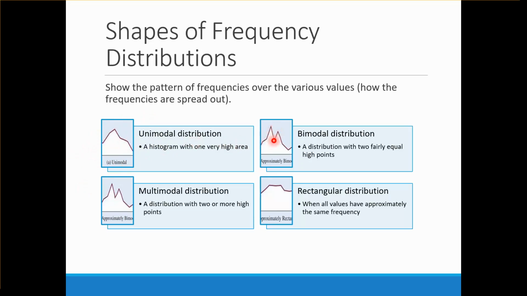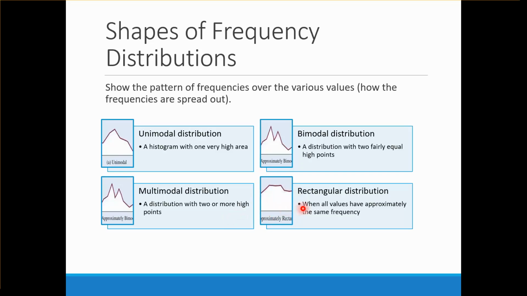Here's one with a bimodal. It has 2 humps, 2 humps right there. A distribution with 2 fairly equal high points. We have a rectangular distribution. I wouldn't call that a rectangle, but it looks approximately like one. This is when the values have approximately the same frequency.